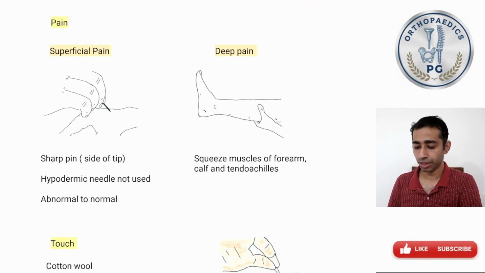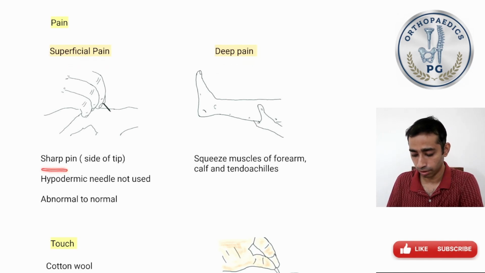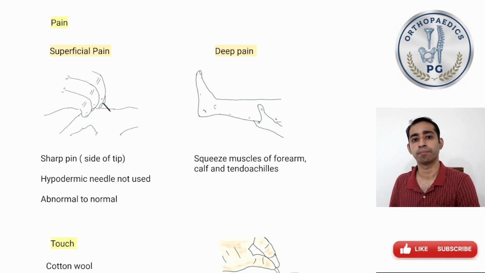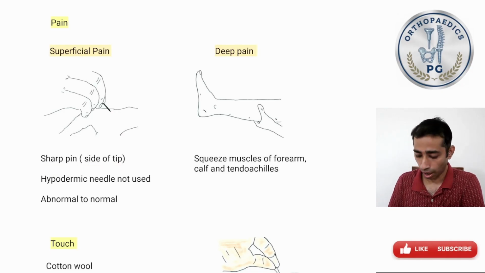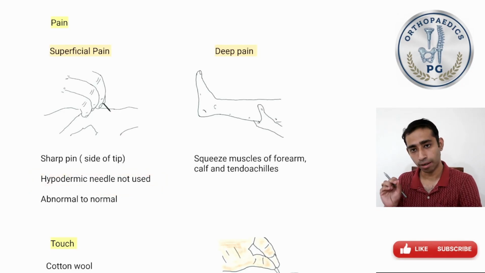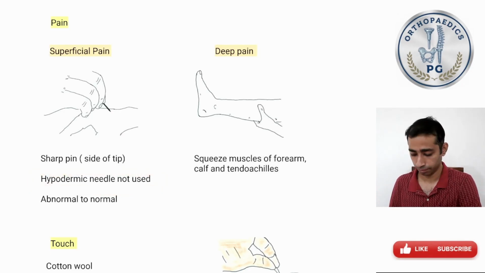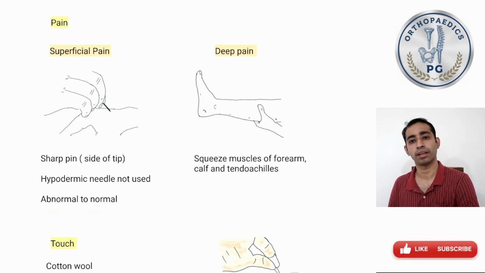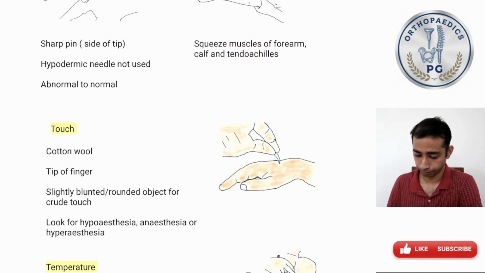Pain can be superficial pain or deep pain. To test superficial pain, we use a sharp pin and the side of the tip should be used. A hypodermic needle is not used because it causes less pain and more piercing of the skin. And we test every sensation from abnormal to normal area. For deep pain, you squeeze the muscles of the forearm, calf, and tendo Achilles.